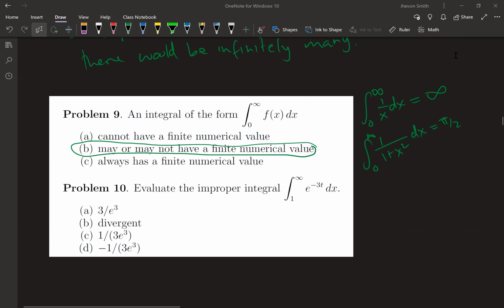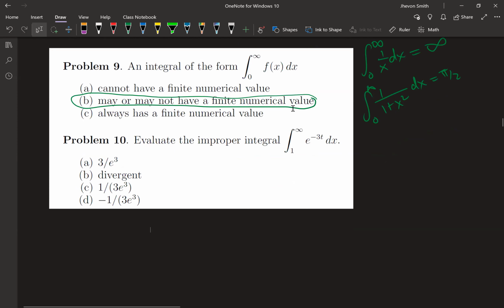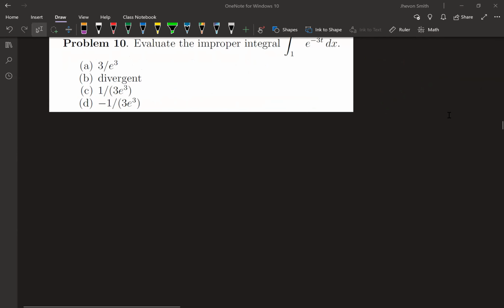Okay, I think that's enough time for this problem. As you can see, no one thinks it's A. We have 36% believing it's divergent, also 36% believing that it's 1 over 3e to the 3, and 27% believing that it is D, minus 1 over 3, and so on. Let's actually see what it is. Let me move this polling box out of the way here.